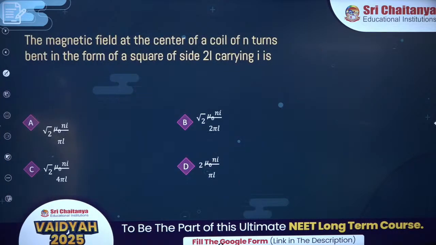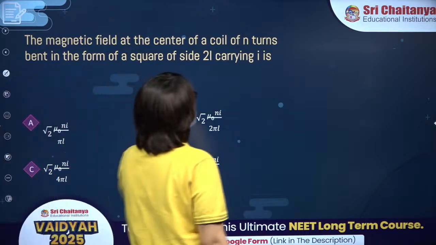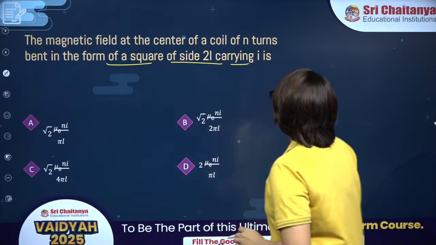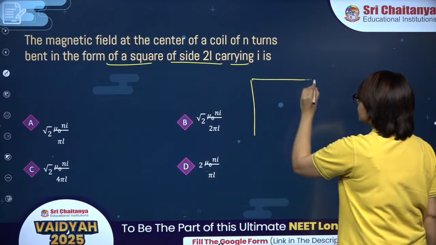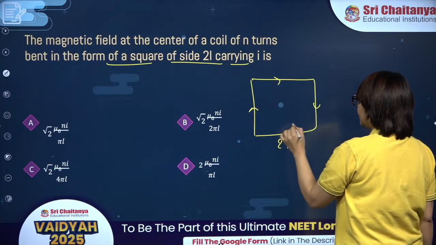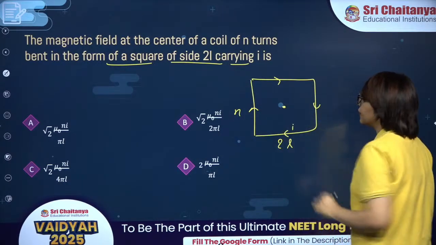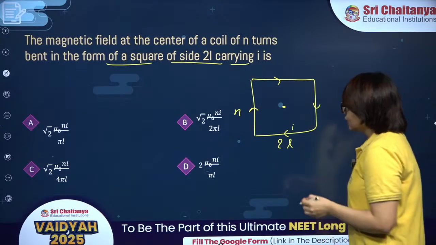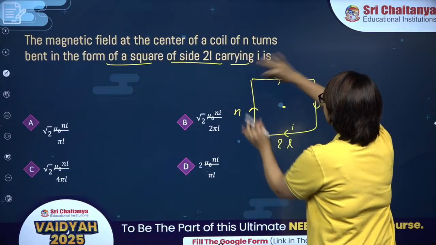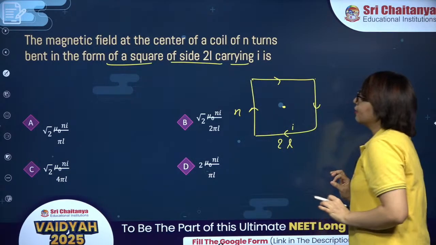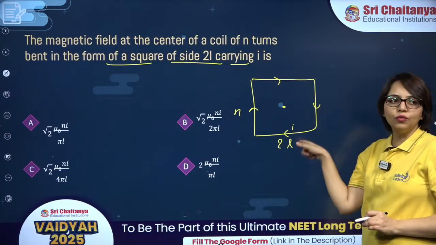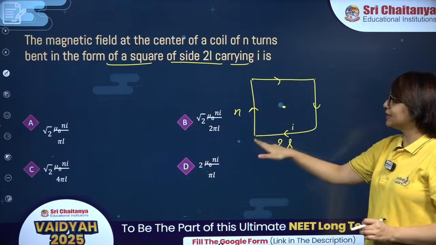Next is this one. The magnetic field at the center of a coil of n turns bent in the form of a square of side 2L carrying current I is? So we have a square of side 2L carrying current I, and it has n turns. We have to find the magnetic field at the center of this square. Over here, you can divide this into 4 parts: one side, second side, third side and fourth side. Whatever magnetic field is generated by one side, the total magnetic field of this loop will be 4 times that of one side.